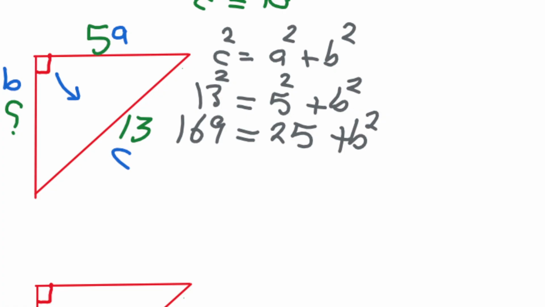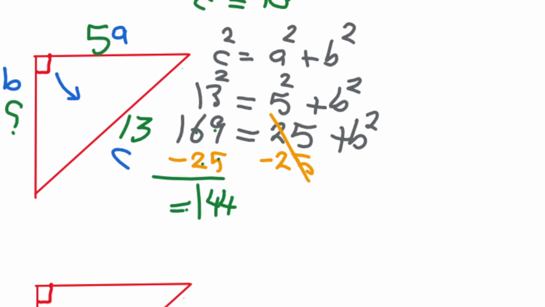Now, how do you find B squared? Do minus 25 here, minus 25 here. This will cancel. So what's 169 minus 25? Oh, it's nice, it's written in a nice way. So let's just do it here. 9 minus 5 is 4. 6 minus 2 is 4. And then 1. That means 144 is B squared.